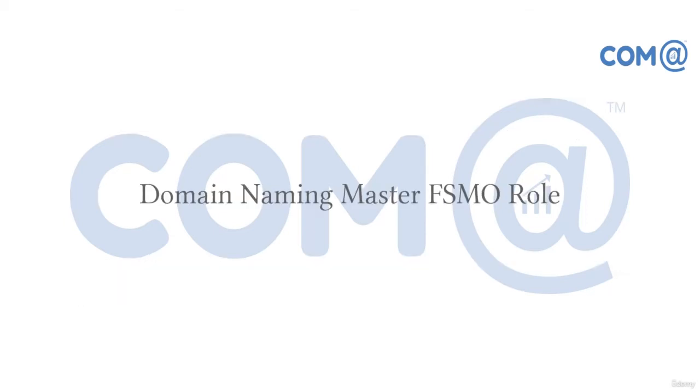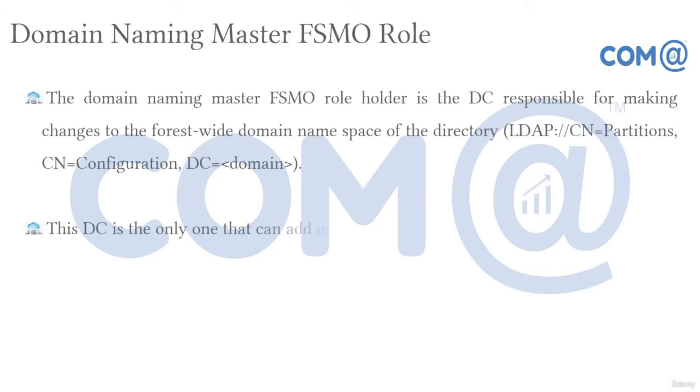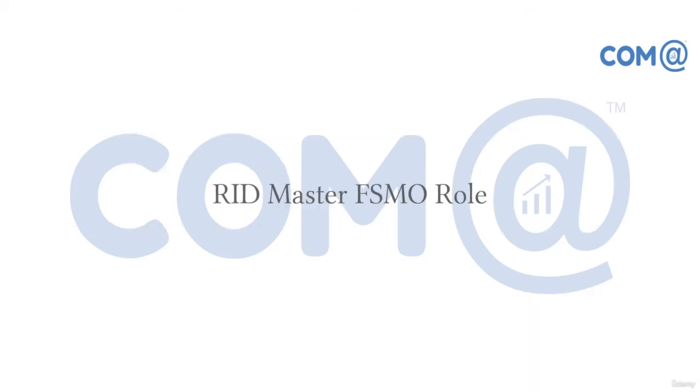Coming to the domain naming master. Basically, the domain naming master FSMO role holder is the domain controller that is responsible for making changes to the forest-wide domain namespace of the directory. This domain controller is the only one that can add or remove domains from the directory. Also, it can add or remove the cross references to domains in external directories.